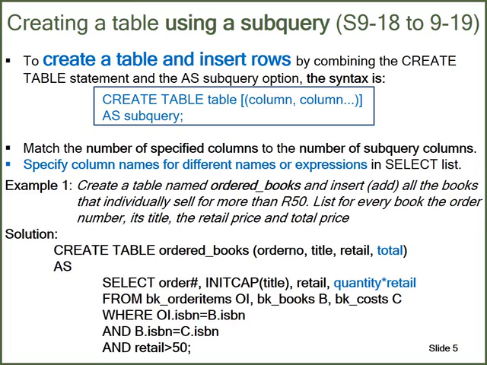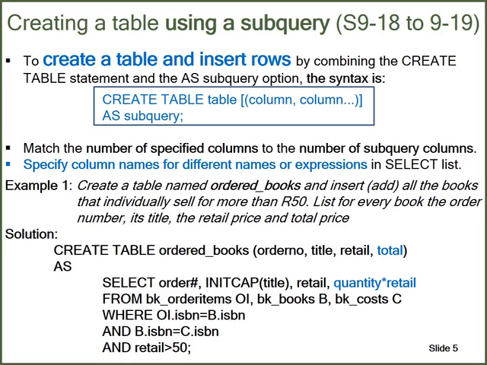Example number 1 says create a table named ORDERED_BOOKS and insert or add all the books that individuals sell for more than 50 Rand. List for every book the order number, its title, the retail price and the total price.